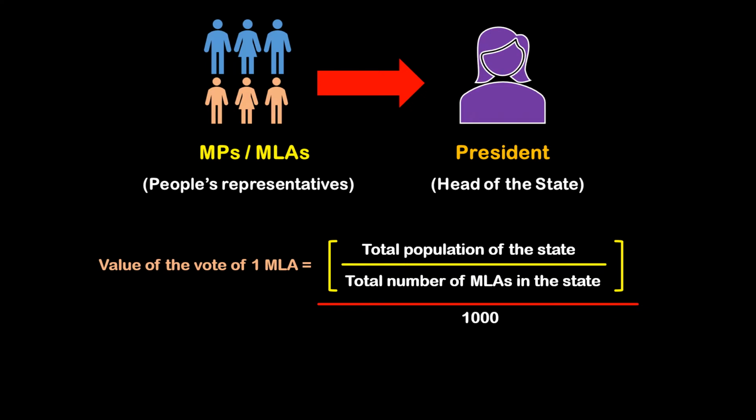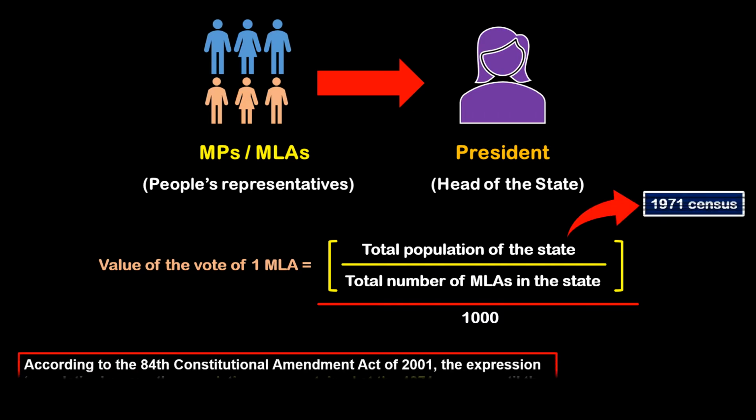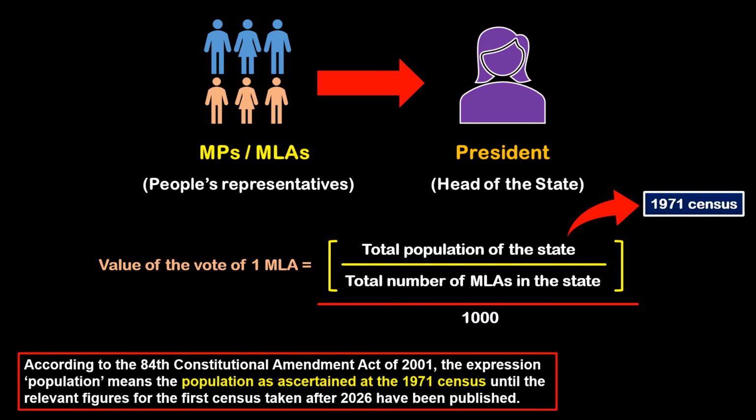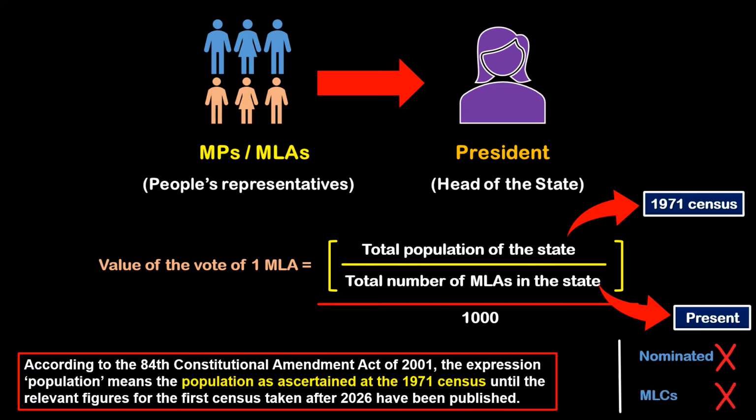An important thing to note here is that the total population of the state shall be taken as per the 1971 census and not the present population. However, the total number of MLAs in the state shall be as per the present numbers. The nominated members do not participate in presidential elections. Also, in the states having bicameral legislatures, the members of the state legislative councils do not participate in the presidential elections.